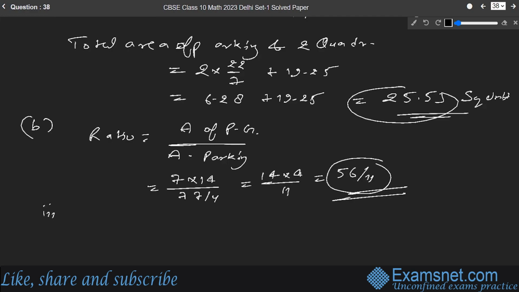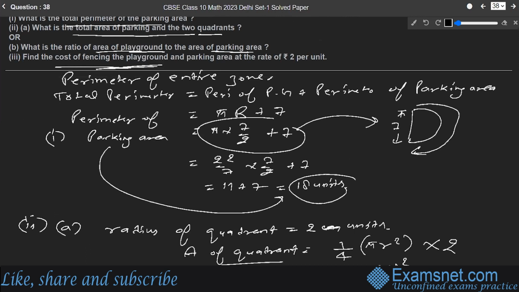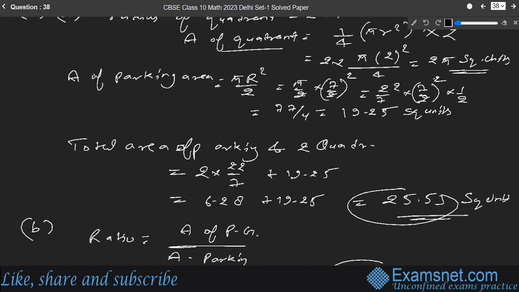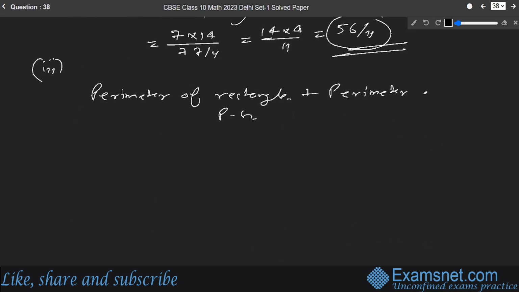Now, the third part is also available. In the third part, they are asking to find the cost of fencing the playground and the parking area at the rate of 2 rupees per unit. Fencing can be done using the calculation of the perimeter. So for calculating the fencing price, we need to know the perimeter of the whole figure. The perimeter of the whole figure is the perimeter of the rectangular playground plus the perimeter of the parking area. This is what we are going to do, add both the perimeters.